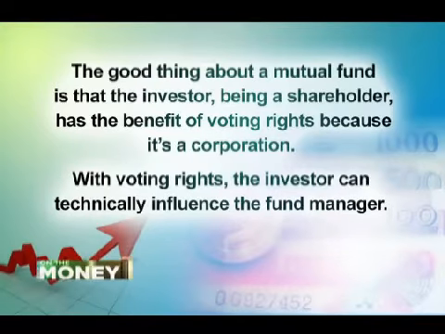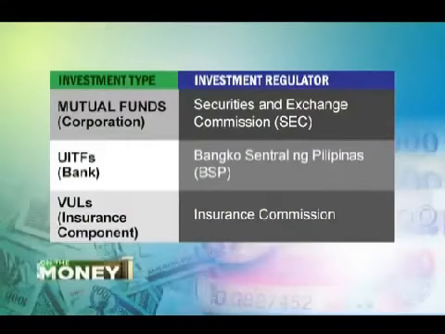So you talked about the differences. Let's talk about pros and cons. Okay. Maybe we can go one by one. Let's start with mutual fund. Okay, mutual fund. First, let's talk about the regulator. Regulator of mutual funds, since it's a corporation, is the SEC. The regulator for a UITF is the central bank, or the Banco Central, and VUL, since it has an insurance component, the Insurance Commission. I see.